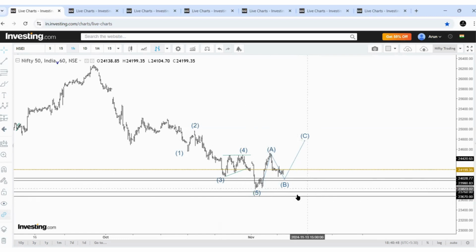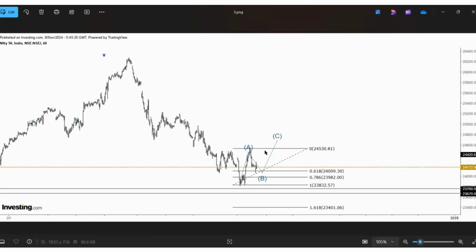So this is the primary assumption, okay? The price is moving as per our analysis. So this is my primary analysis, primary view. And if the price goes below the support point, we need to alter the count. How? So this is the expectation which I took on 8th November.